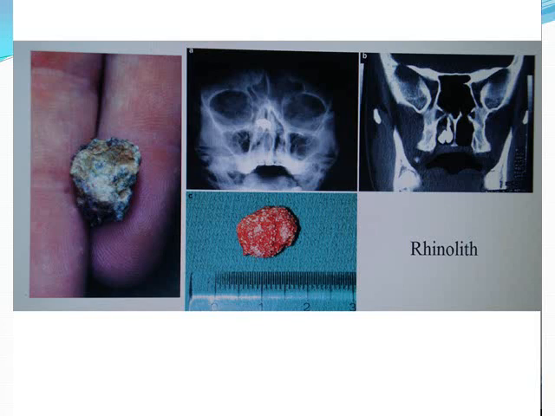These are figures showing the rhinolith as seen by CT scan, and also figure 1 showing the rhinolith itself.